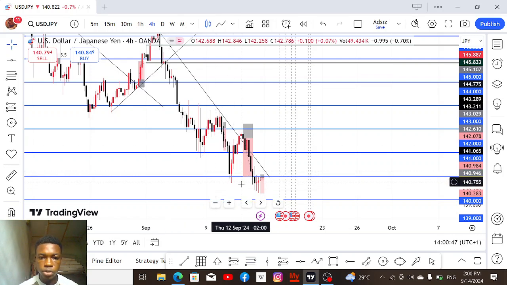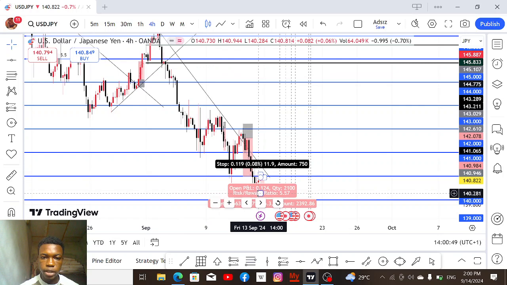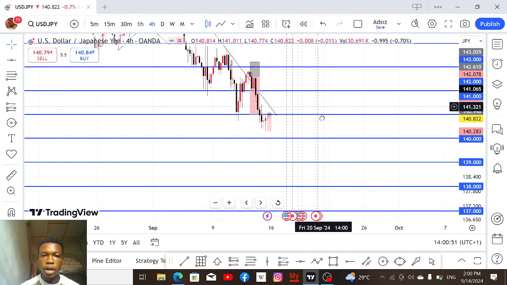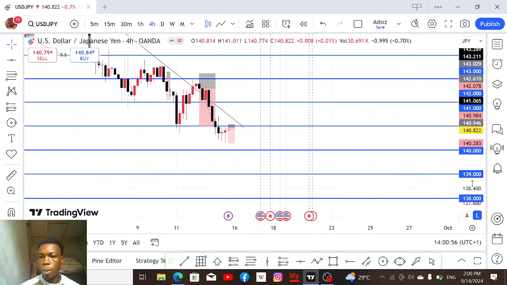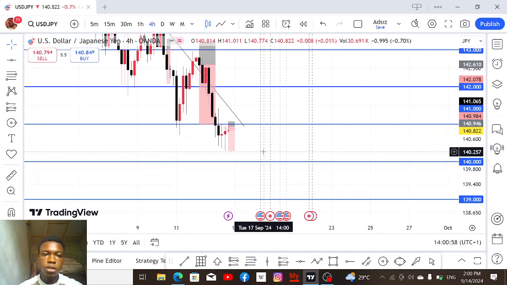And if you look at the 4 hours time frame, you can see that there's already a break, and we're having a retest already. If you look at it, that's what is actually happening. We are having a retest already. You can see this.